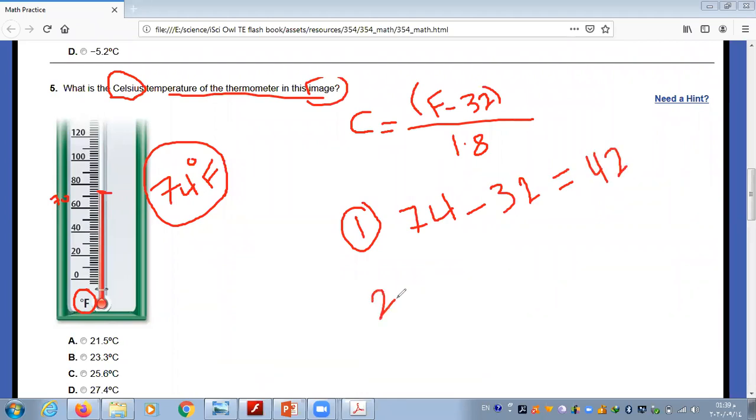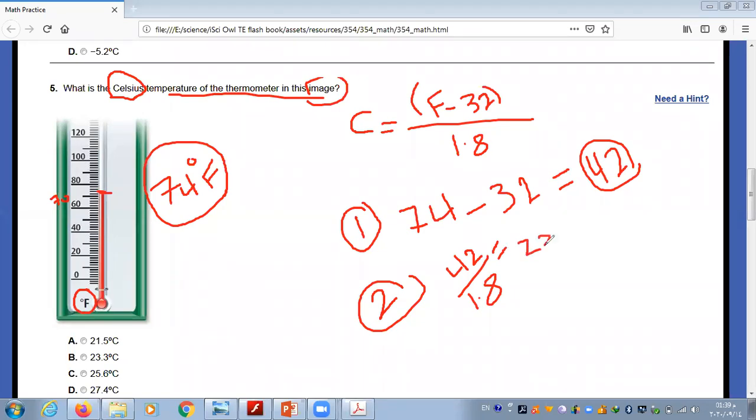What is the second step? Divide by 1.8. We'll take this number and divide it by 1.8. So 42 divided by 1.8. What is the final answer? You have calculated? 23.3. Yes, the answer will be 23.3, and don't forget degrees Celsius. So what do we have here? Choice number B.